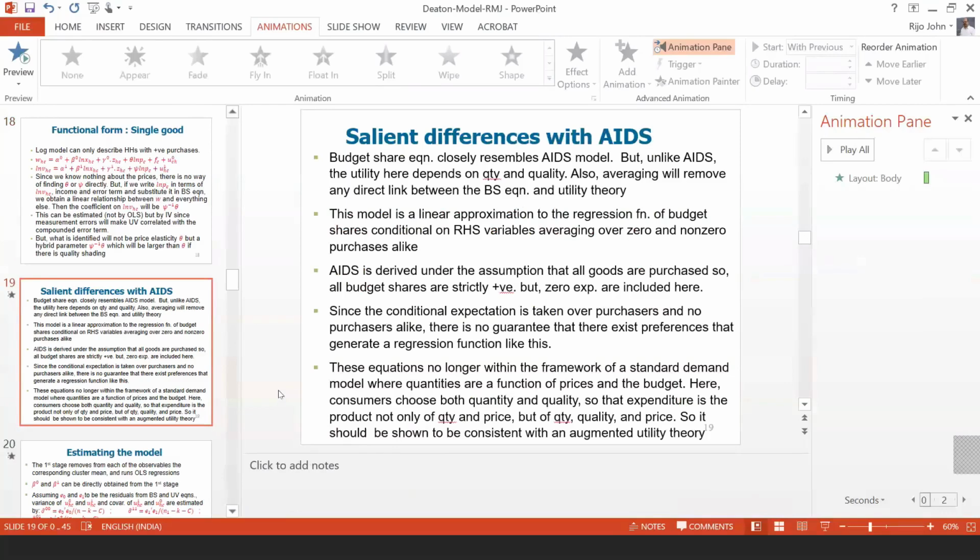These equations no longer are within the framework of a standard demand model where quantities are a function of price and budget. Here, consumers choose not only prices and quantities, but both quantity and quality and prices, so that expenditure is a product not only of quantity and price, but also of quantity, quality, and price. So Deaton says that ideally it should be shown to be consistent with an augmented utility theory instead of the regular utility theory that we are accustomed with.